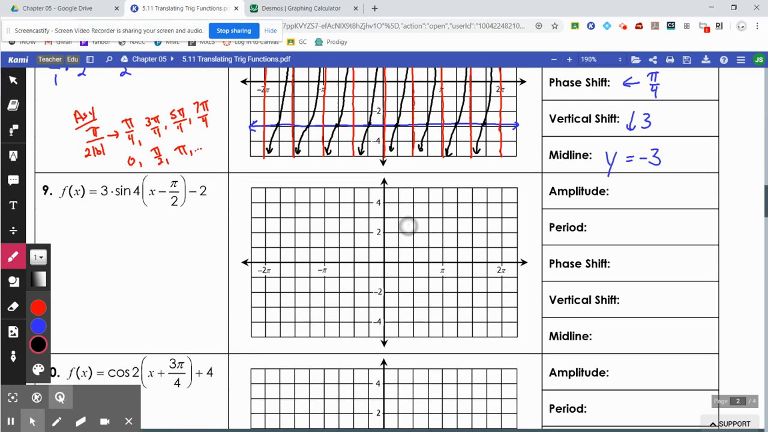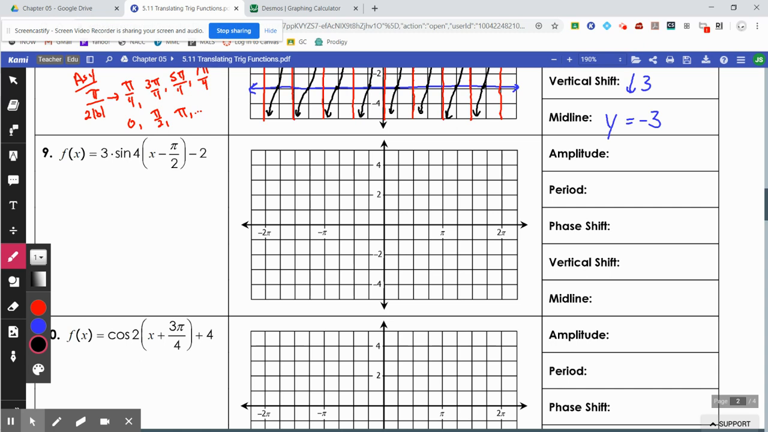Okay, next up we have the function y equals 3 times the sine of, and again, I like brackets around this, 4 parentheses x minus pi over 2, minus 2. So again, we can go through all those amplitude and periods over here. Normally your amplitude is 1 for a sine curve. However, this is stretched to 3 times as tall, so therefore now our amplitude will be 3.